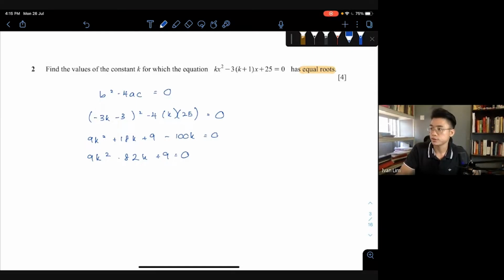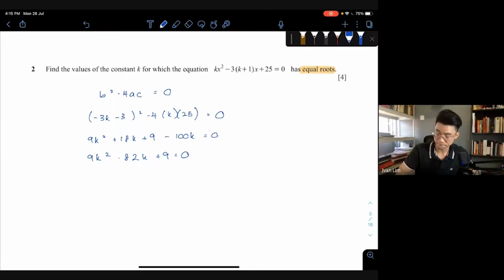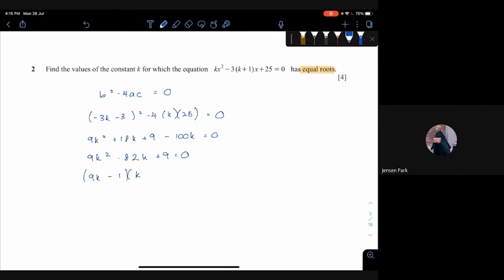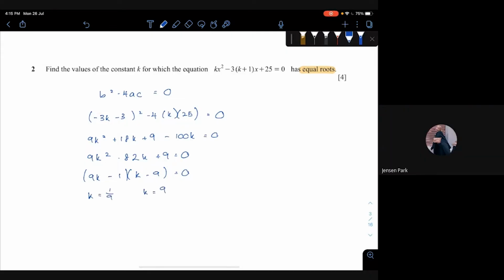Can I simplify this? Yes. k bracket 9k minus 1, then minus 9 bracket 9k minus 1. So 9k minus 1 and k minus 9 equals to 0. k equals to 1 over 9, k equals to 9.